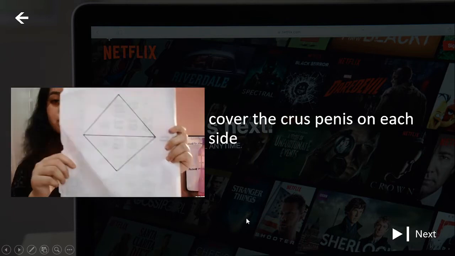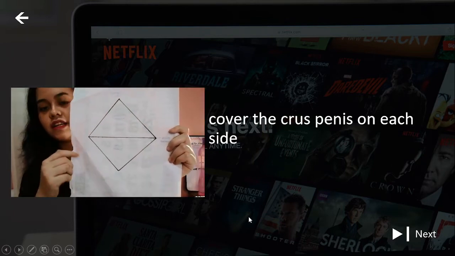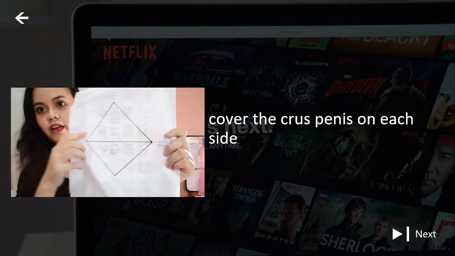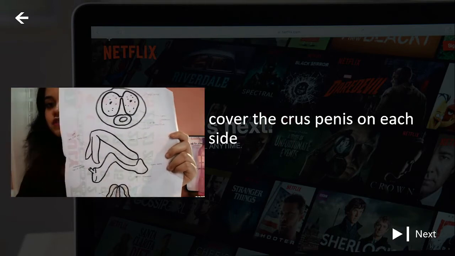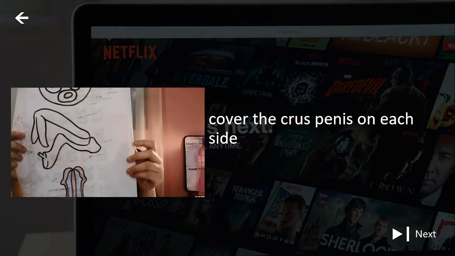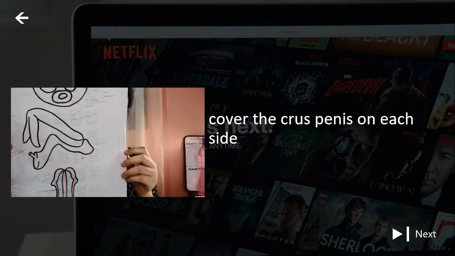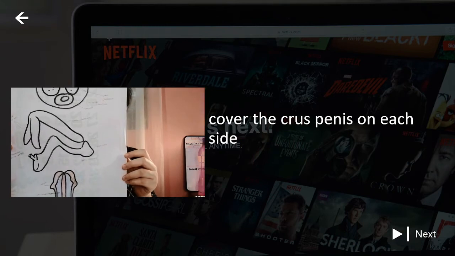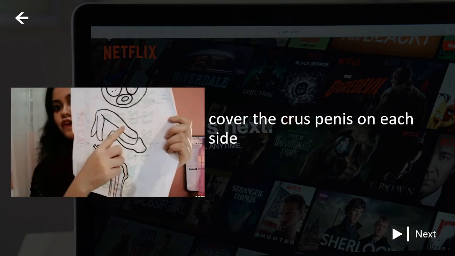So, the ischiocavernosus muscle in the urogenital triangle is located here in this area, and it covers the crus of the penis, the left and right crus. The action of each muscle is to compress the crus penis and assist the process of erection of the penis.